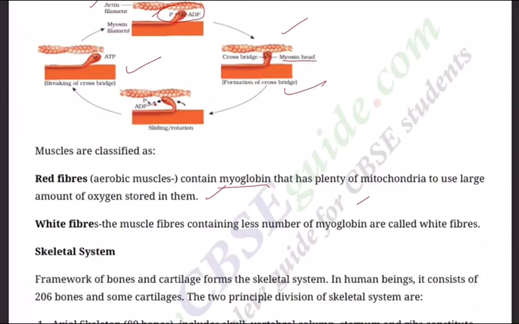So in our next session, we will see the bone system, the skeletal system. You need to practice many diagrams, draw this mechanism of muscle contraction particularly, it is very, very important. It's a 3-mark question. So keep on practicing.